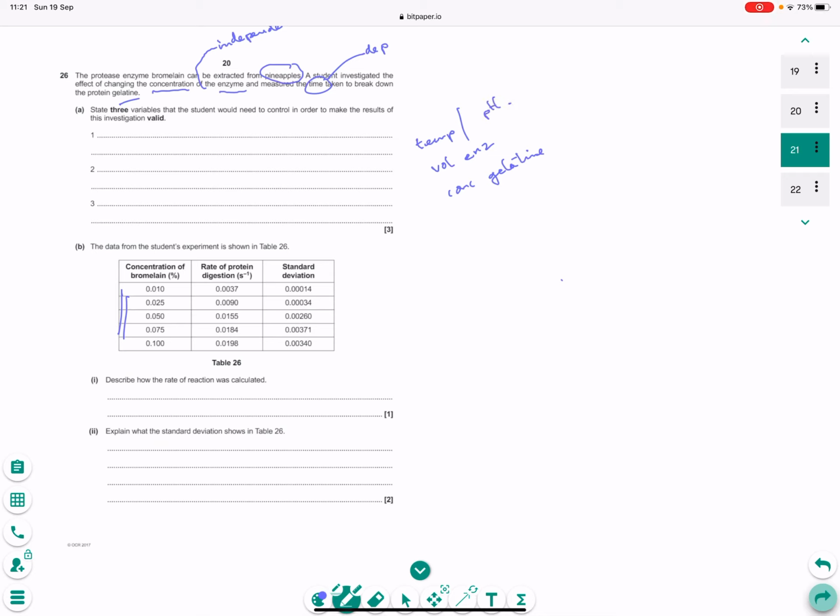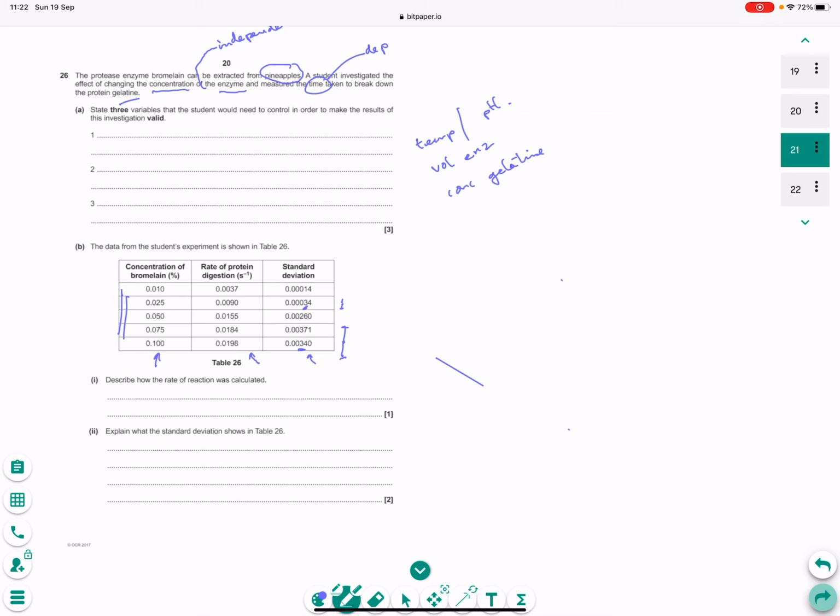The data from the student's experiment is shown in table 26. So we got the concentration of the bromelain, and then you got the rate of protein digestion, and then you got standard deviation. Stats again. Look at the difference here though. This is a big error bar. This is small error bar. I say error, I mean standard deviation.